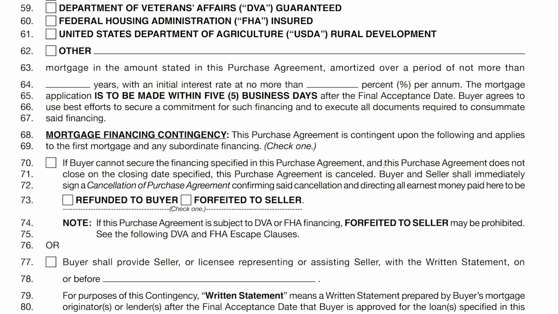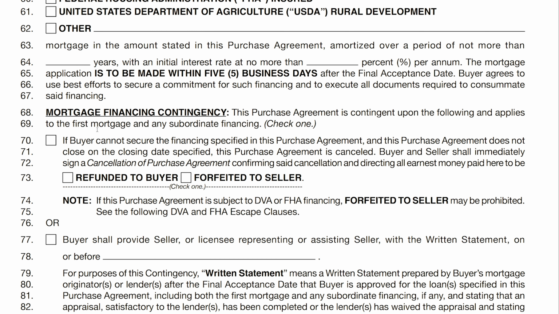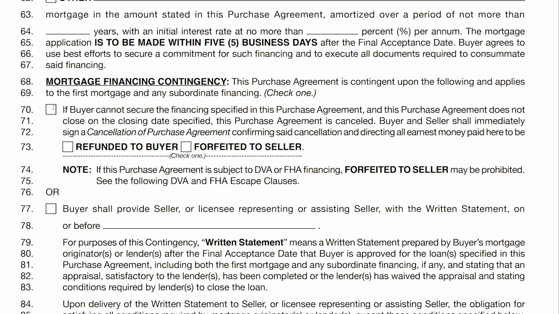All right, line 68, mortgage financing contingency. This purchase agreement is contingent upon the following and applies to the first mortgage and any subordinate financing. Line 70, if buyer cannot secure the financing specified in this purchase agreement and this purchase agreement does not close on the closing date specified, this purchase agreement is canceled. Buyer and seller shall immediately sign a cancellation of purchase agreement confirming said cancellation and directing all earnest money be paid here to be refunded to buyer or forfeited to seller.